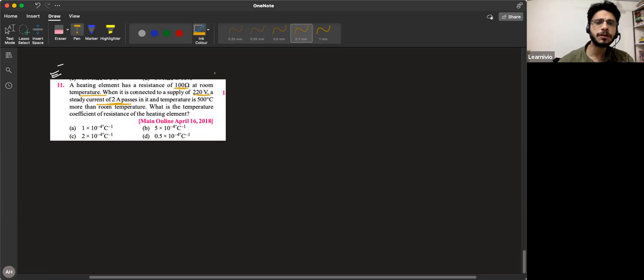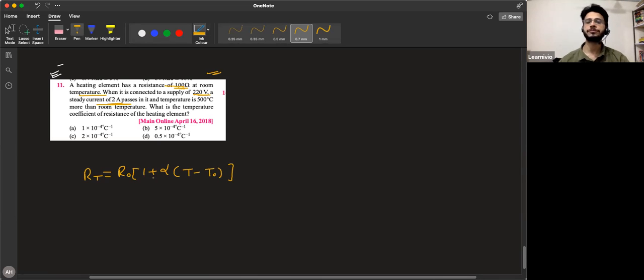It's a simple question. It says the resistance at room temperature is 100 ohm. So this is the relation that we use: RT equals R naught times 1 plus alpha into T minus T naught. This is the relation between resistance and temperature. How much is R naught? This 100 ohm is R naught. R naught is given, it's 100 ohm.